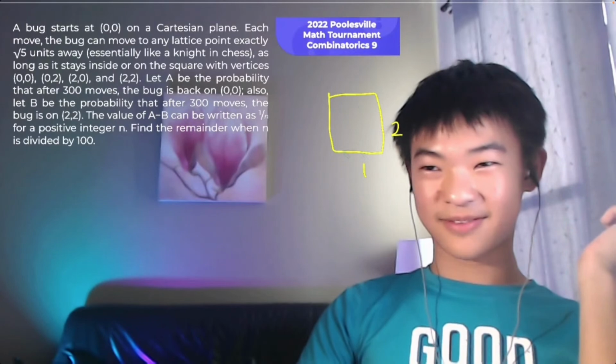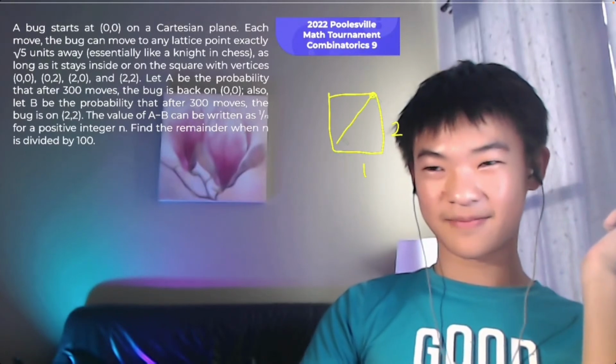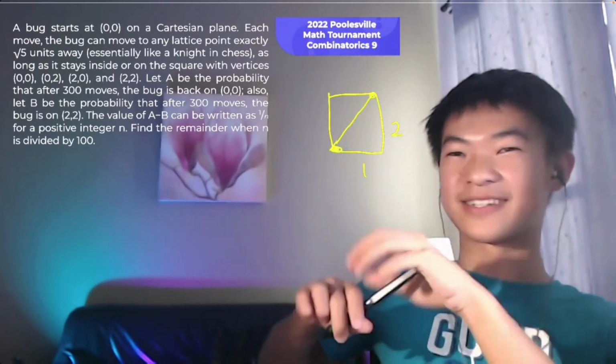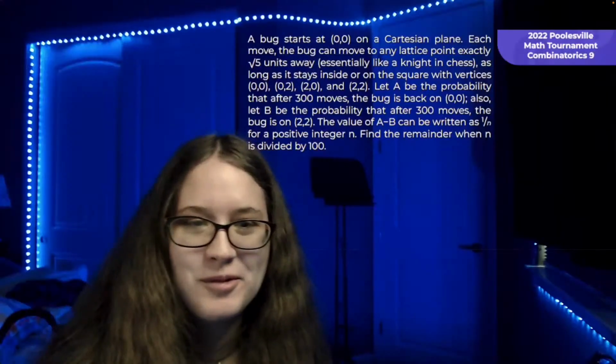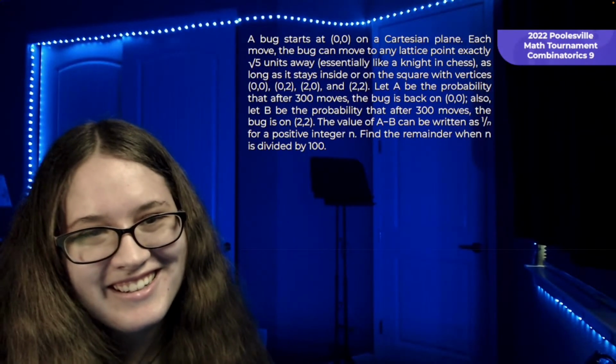By now, I have remembered that the square root of 5 is the hypotenuse of this right triangle. That looks like a square, Aiden. Okay, whatever.